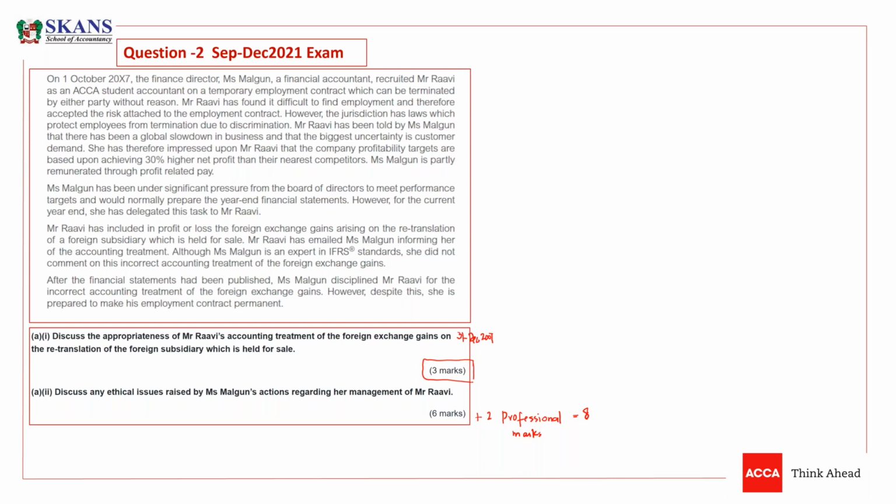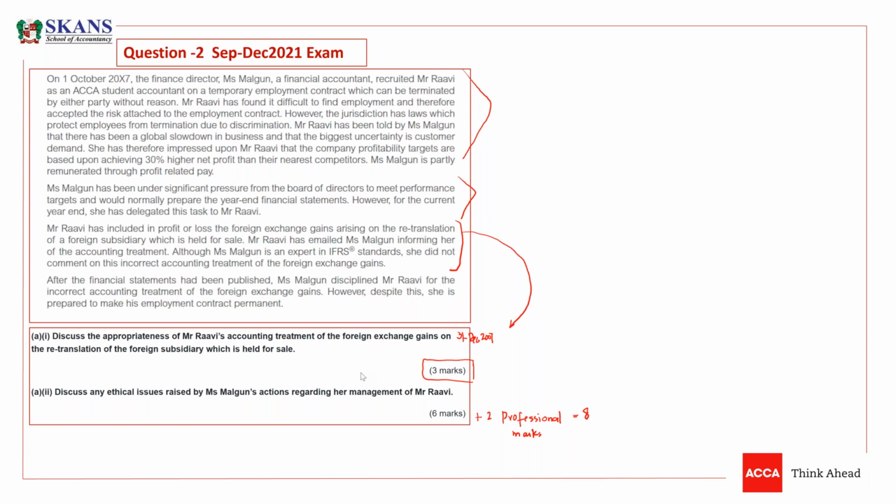So let's understand what the treatment was and what we need to do. Listen carefully, guys. In the first paragraph, I didn't see any accounting treatment. This is the paragraph, guys. So let's understand, to solve part A, it means part A belongs to this paragraph. It is related to this paragraph.